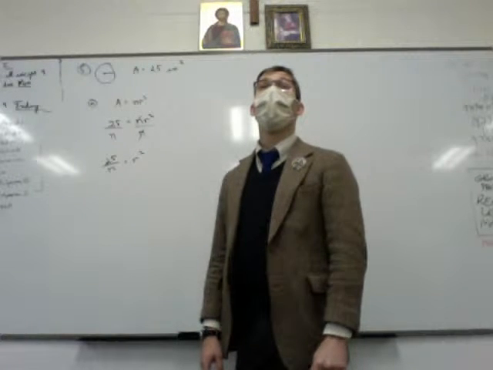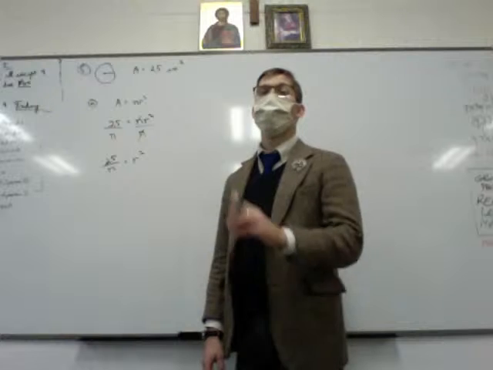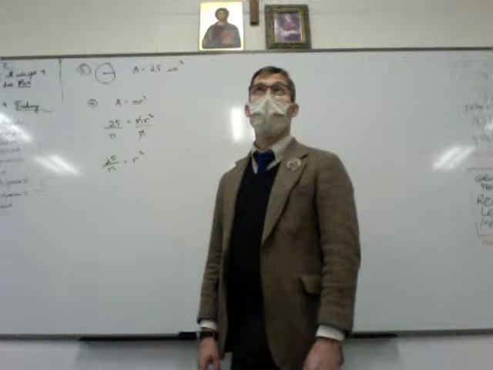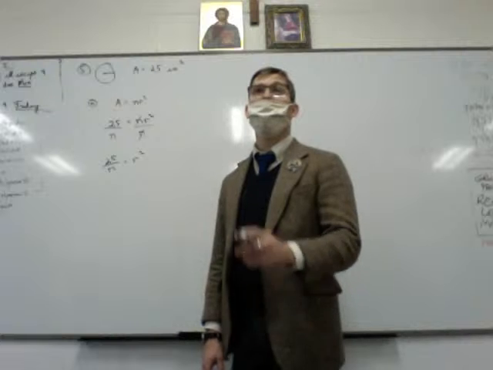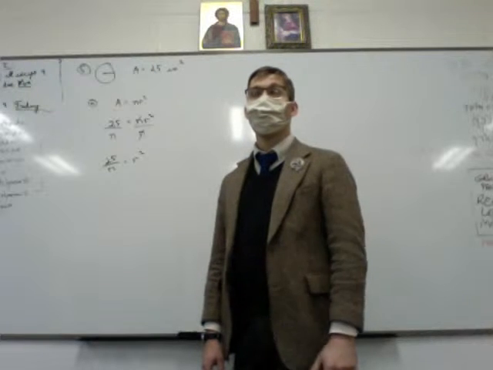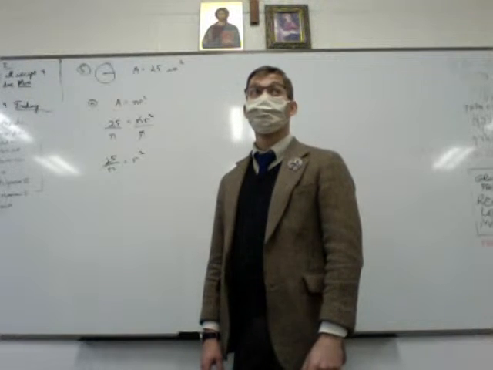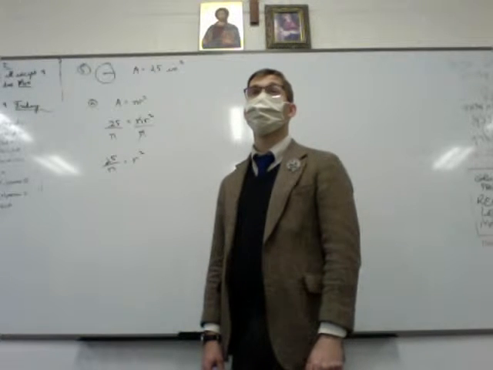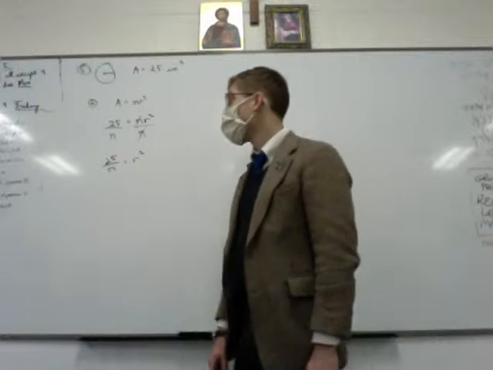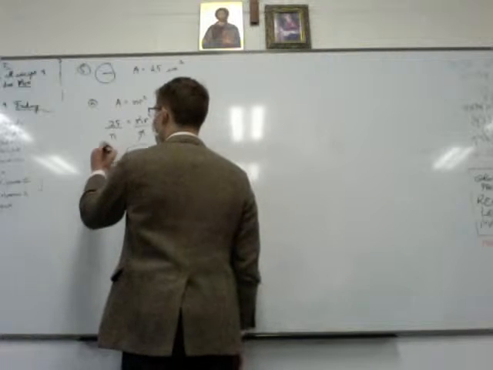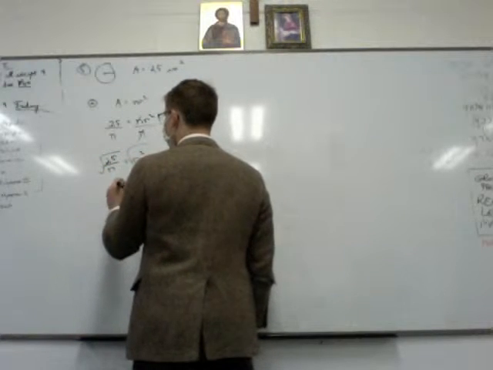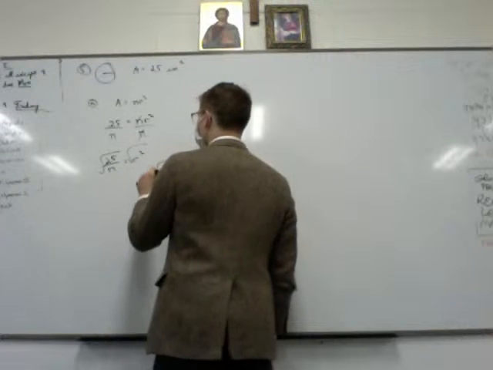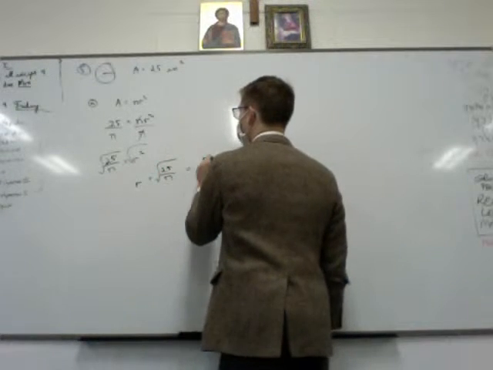A fraction undoes multiplication. Dividing? No. What's the inverse operation of squaring? This is something we've done in this class. Say it again? Taking the square root, right. So we do the square root on both sides, and we get the radius is equal to the square root of 25 over pi, or you could rewrite that as 5 over the square root of pi.